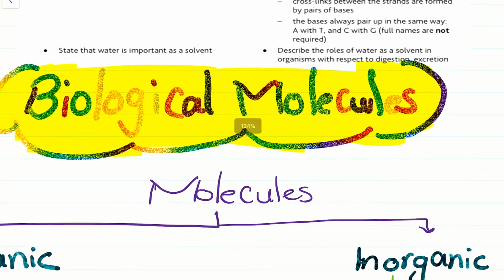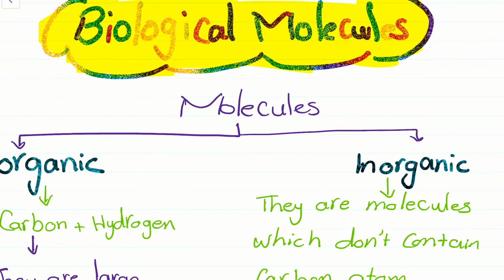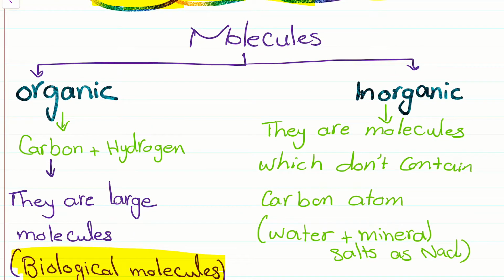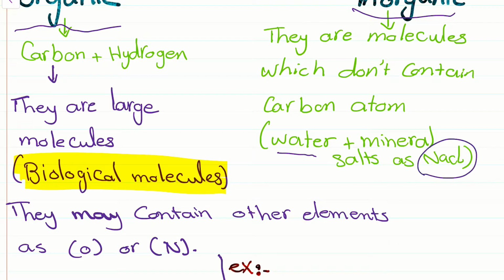Biological molecules. Before starting to explain biological molecules, we need to know that the molecules around us are divided into organic molecules and inorganic molecules. Organic molecules contain carbon and hydrogen, but the inorganic molecules do not contain carbon atoms. Our examples are water and some mineral salts such as NaCl, or sodium chloride.